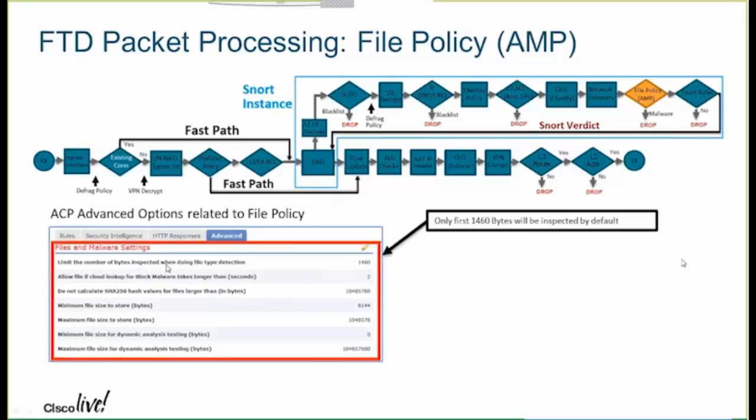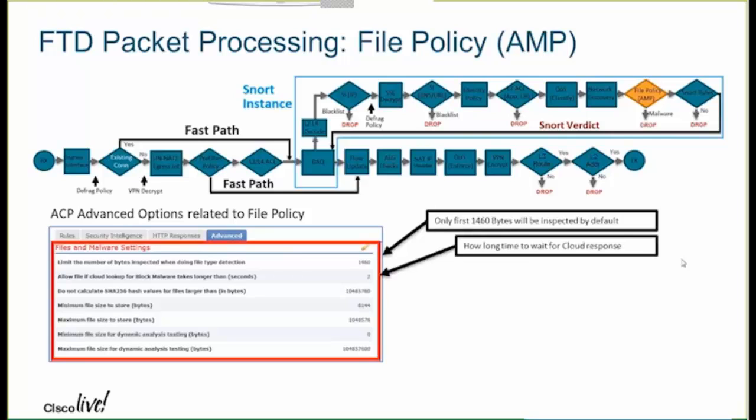file and malware settings. The first section, as you can see, is limit the number of bytes inspected when doing type detection. Here you specify the 1460 value, where by default we only look at the first 1460 bytes, and based on that we determine what type of file it is, and we either permit the traffic through or block the traffic. That is in case it is not malware, or if you have not configured any deny rules for any specific file types to be blocked.